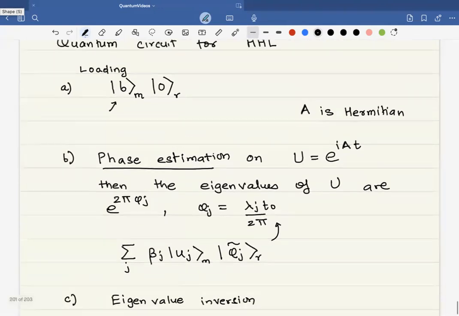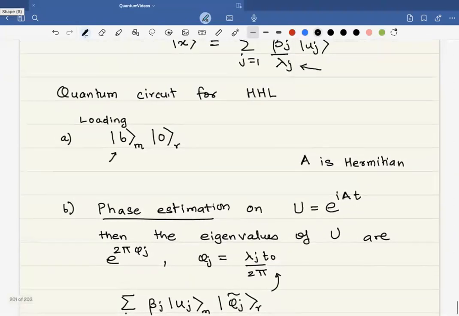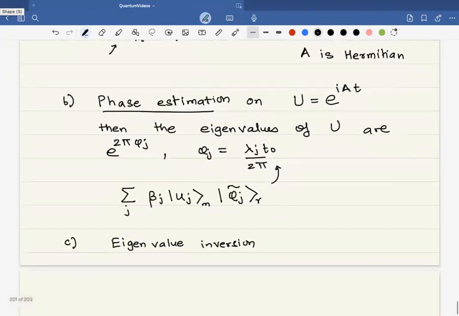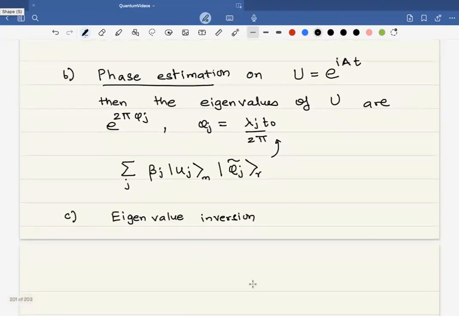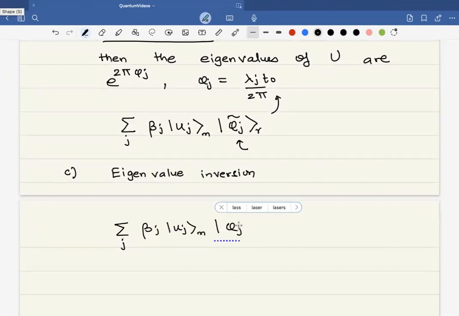Well, we want not phi j, but phi j has to be in the denominator over here, right? So lambda j's have to be in the denominator. So we'll take an eigenvalue inversion step. We'll not go into the details, but it can be shown that one can invert this register efficiently, so we can do that in a polynomial number of steps. So this is phi j tilde inverse. Okay, I'll not go into the details of this step.